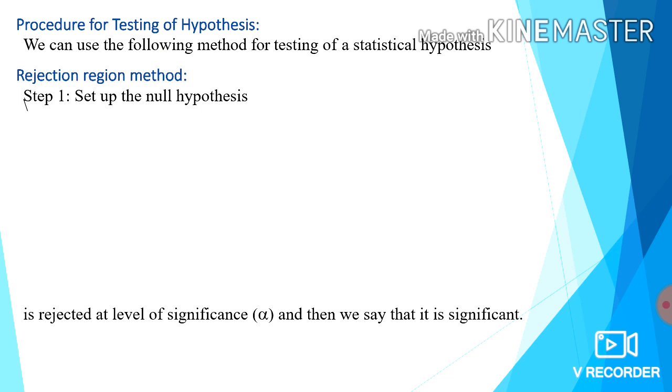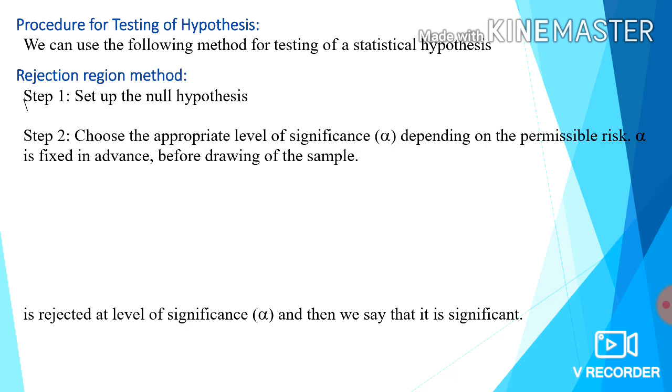Rejection region method. Step 1. Set up the null hypothesis. We have to set one hypothesis. Step 2. Choose the appropriate level of significance. Depending on the permissible risk, alpha is fixed in advance before drawing of the sample. So we have to fix a level of significance, whether it is 5% or 1%.